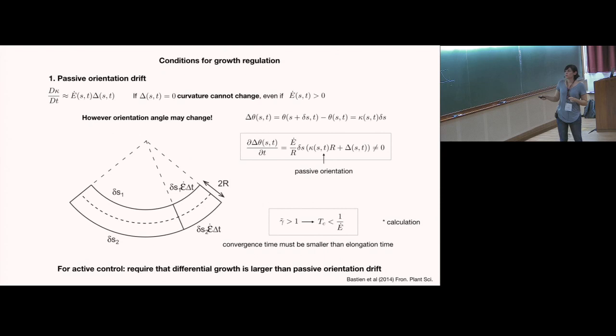And if you want to express this in a form that has meaning, you can rewrite it in this form. TC is the time for convergence, if you remember. It was the time that it takes, if I do an experiment and put the plant on its side, for the plant to reach steady state. So this tells me that the convergence time must be smaller than the average elongation time, because I want to converge before, so as not to fix my position.